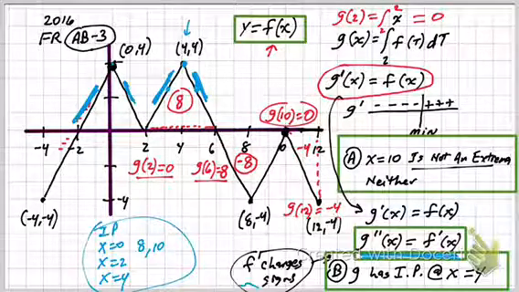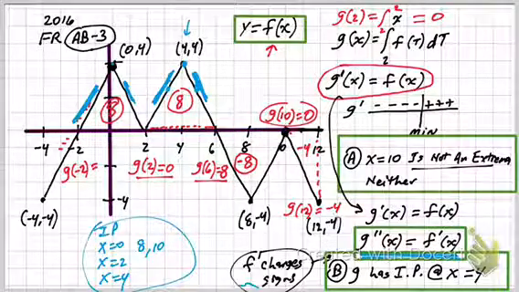Is that right? Can anybody tell me G of negative 2 now? What's this area? Is it also 8? Can anybody tell me what G of negative 2 would equal? 8. I'm sorry?